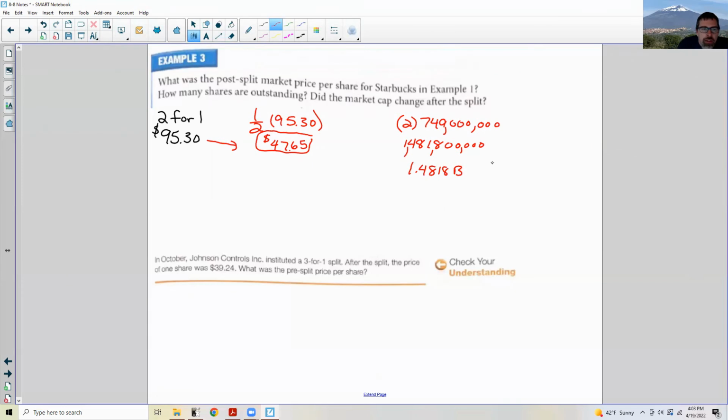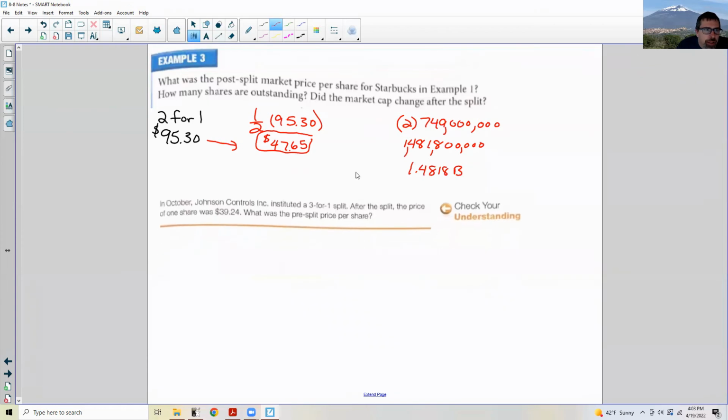Okay. All right, so in October, check your understanding now. In October, Johnson Controls Inc. instituted a 3-for-1 split. I'm going to highlight that. After the split, they're getting 3 shares for every 1. So you're getting 3 times the shares, so it's going to be 1/3 the value. Okay. So it says after the split, the price of 1 share was $39.24.